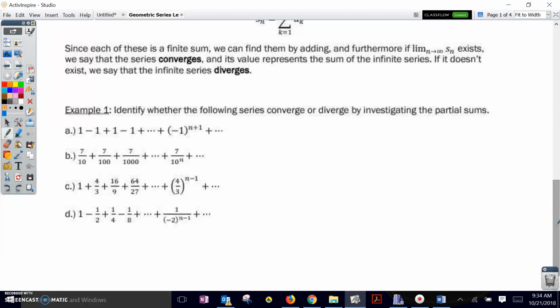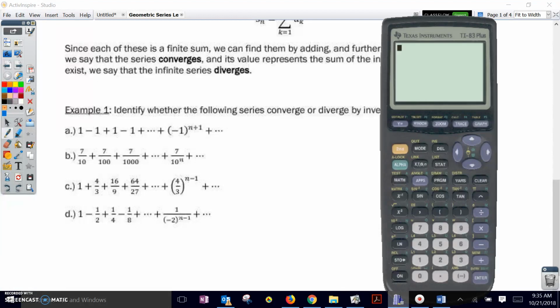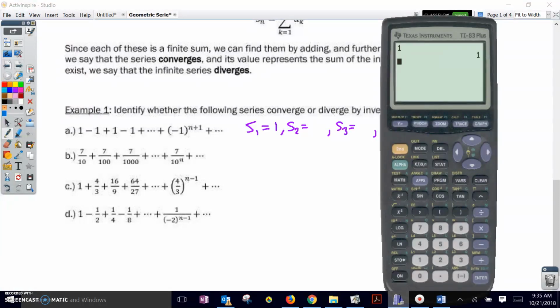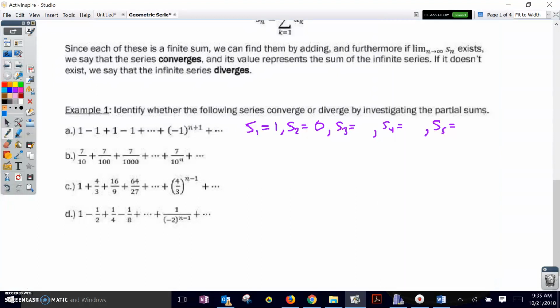If the limit of the partial sums doesn't exist, then the series will diverge. So let's start with example 1a here. We're going to investigate the partial sums. First I take the sum of the first term, which is just 1. So the first partial sum is 1. Let's find the first 5. Alright, and then we add the second term, which is a minus 1. So the second partial sum is 0.